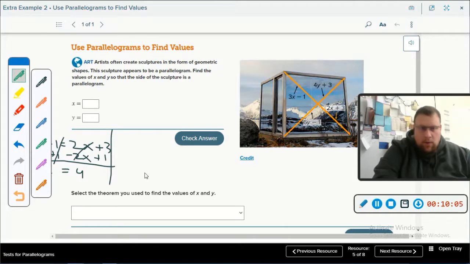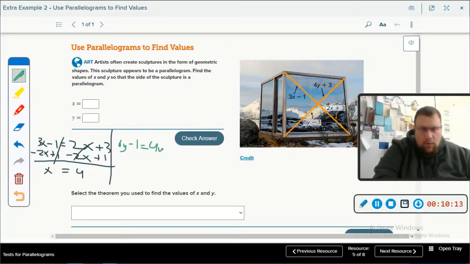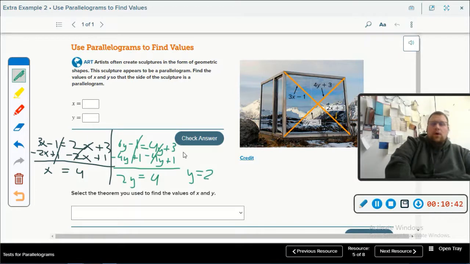Okay, this time I'm going to do 6y minus 1 equals 4y plus 3. I'm going to subtract 4y from both sides. And then add 1 to the other side. 2y equals 4. Divide both sides by 2, and I get that y equals 2. Boo, so x equals 4, y equals 2.